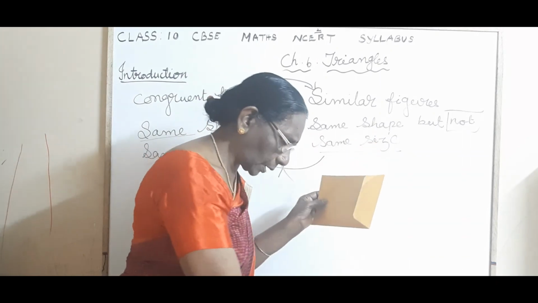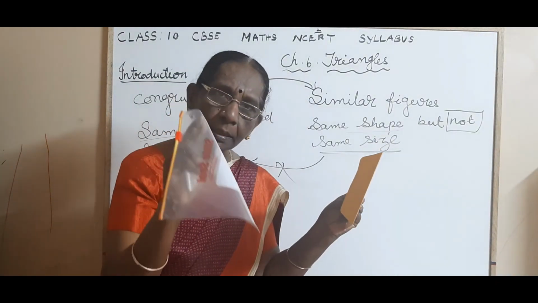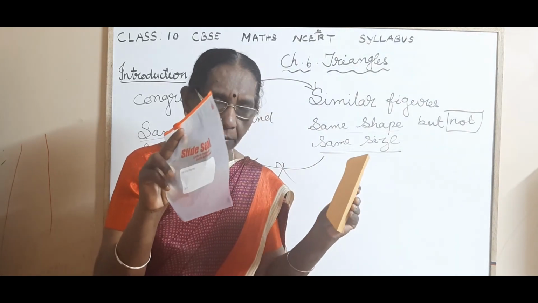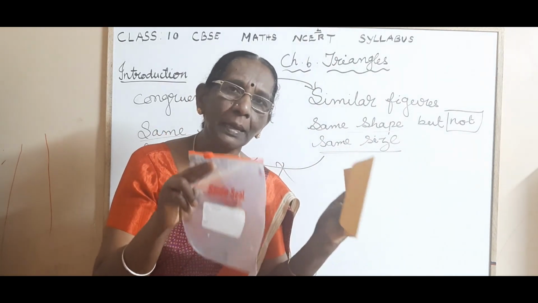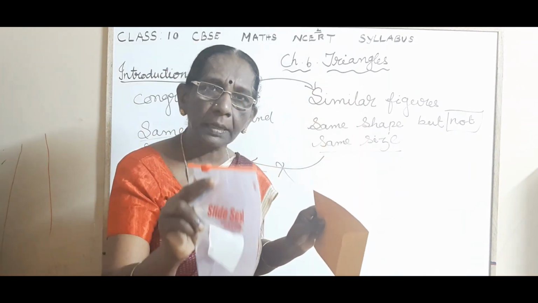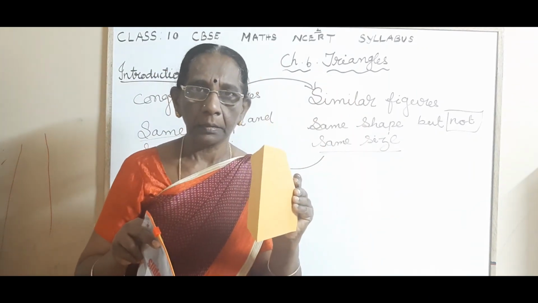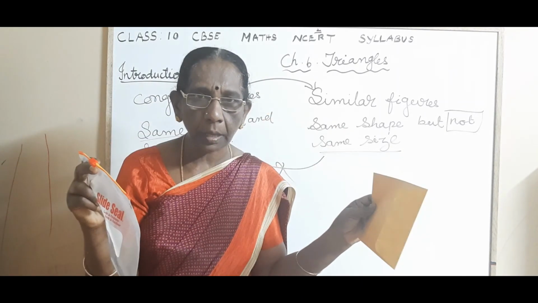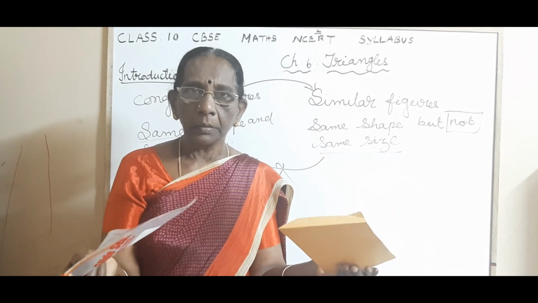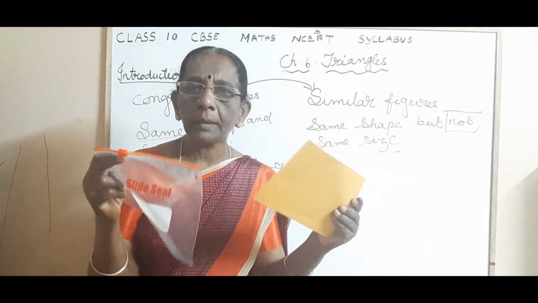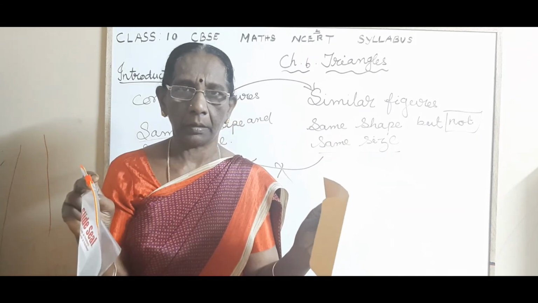When you compare the difference between the length and breadth of these two figures, this is very small and this is big. Have you understood, children? Therefore, these two figures are not congruent or not similar. So you may think they are rectangles. All the angles are 90 degrees. Then why are they not similar?